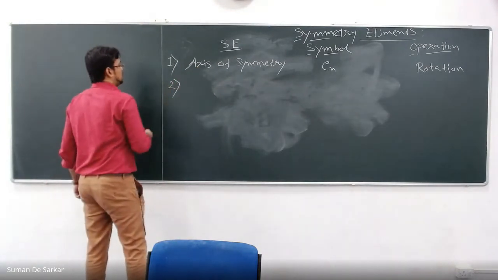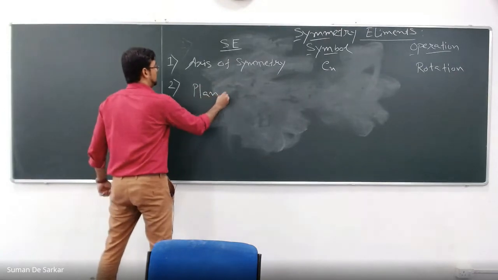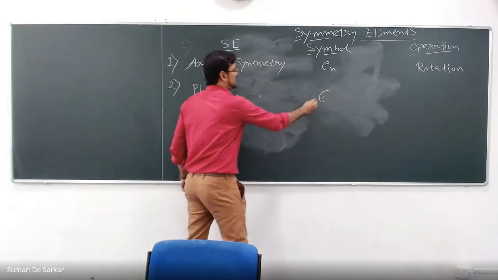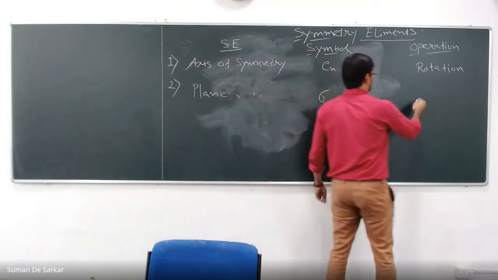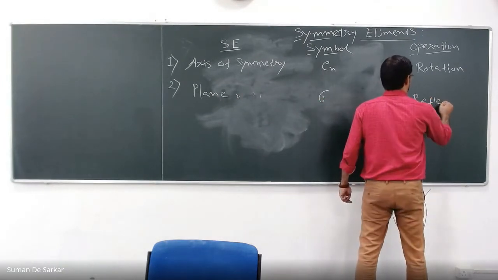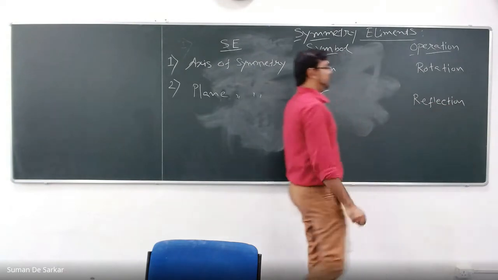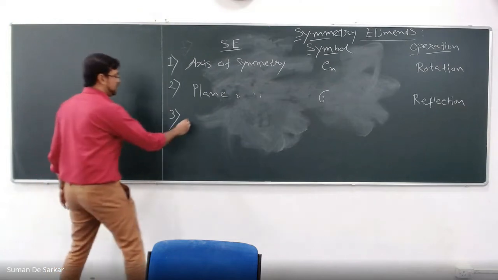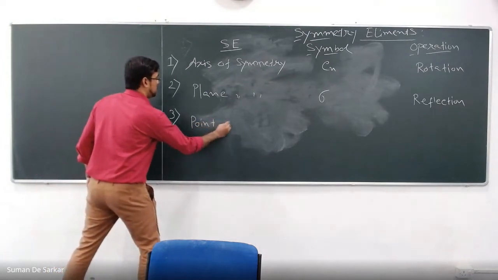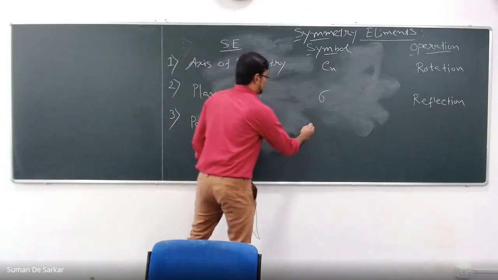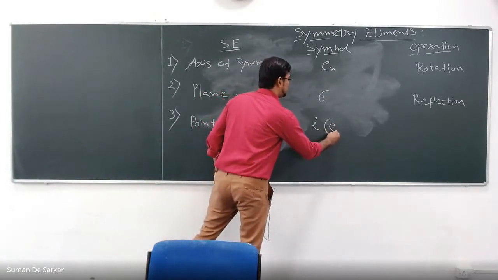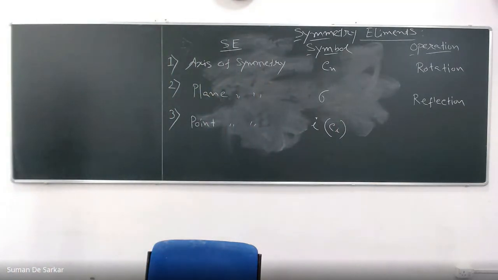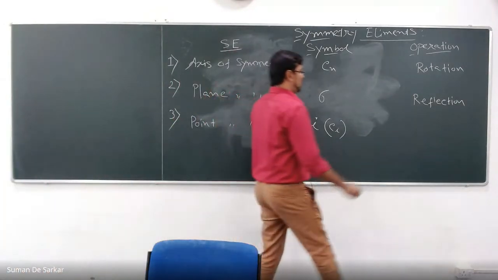Next is the plane of symmetry, and the symbol is sigma. Okay. And the operation is reflection. Number 3, point of symmetry. Here the symbol is I, but some people also write Ci. So both are okay. Some people write only I, some people write Ci, both are okay. Here the operation is inversion.